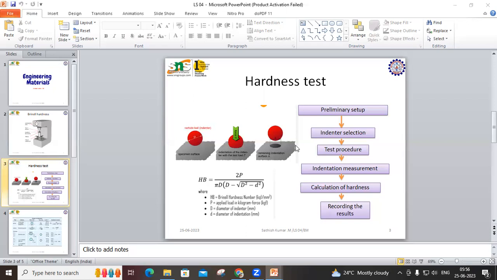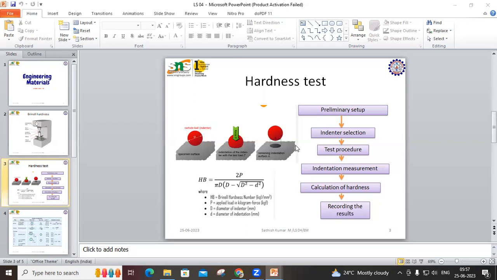The procedure begins with applying a known load to the specimen using the testing machine. The load is maintained for a specific duration to allow sufficient indentation to occur. The duration may vary depending on the material being tested and the expected hardness range. The next step is indentation measurement. After the load is removed, the diameter of the indentation left on the material surface is measured.